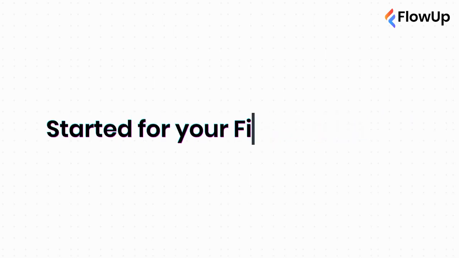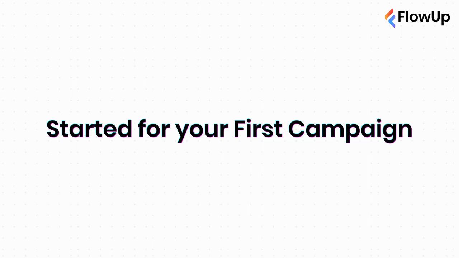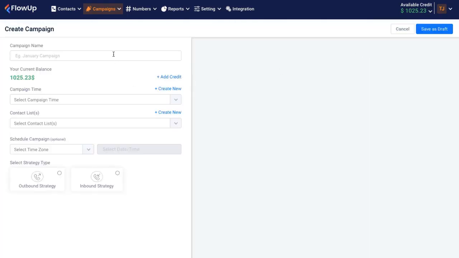To get started with your first campaign, go to Campaign and click on Create Campaign. This will take you to the create campaign page. You will see a panel on the left-hand side where you need to fill out details for your campaign. Give your campaign a name in the first field, Campaign Name.